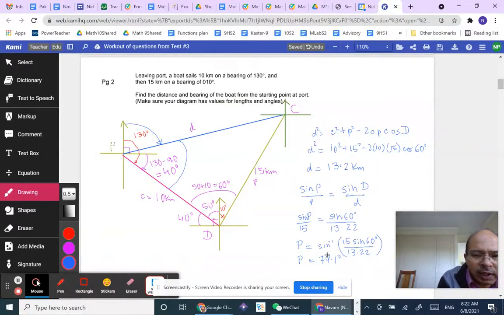So if this angle is 79.1 degrees, then the bearing that we're looking at is simply 130 minus 79.1, which is 50.9. And that's the answer that we're looking for. So we can write that down. The bearing is equal to 50.9 degrees.